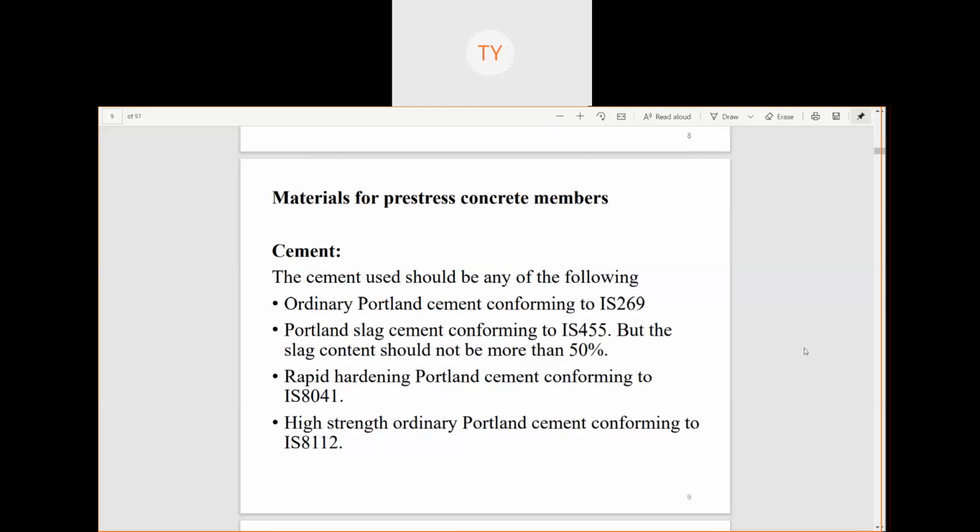Okay. So materials for pre-stress concrete is what? These are your materials. You know that cement is there. Ordinary Portland cement you can use, Portland slag cement, but we must know what cement you are going to use. You can use these cements: Portland slag cement, rapid hardening Portland cement, high strength ordinary cement. Grade of concrete which we'll be using will be of higher grade, because obviously for higher loads, greater loads we are using. So greater grade it must be used.